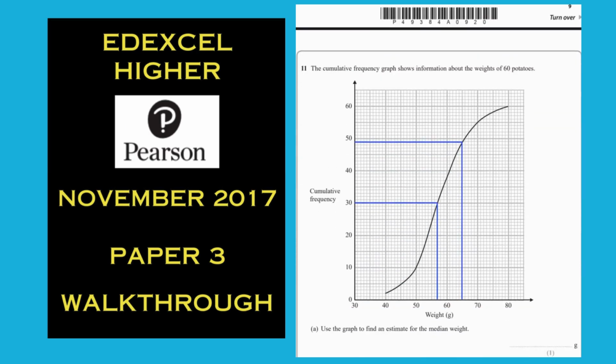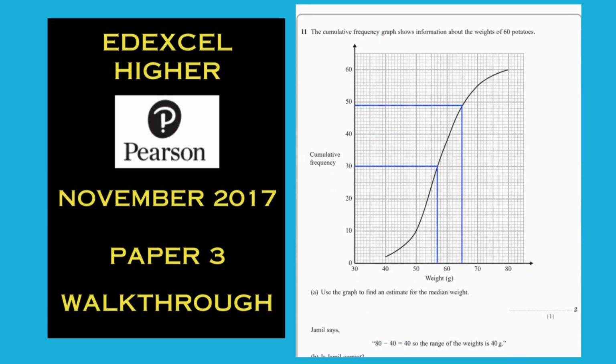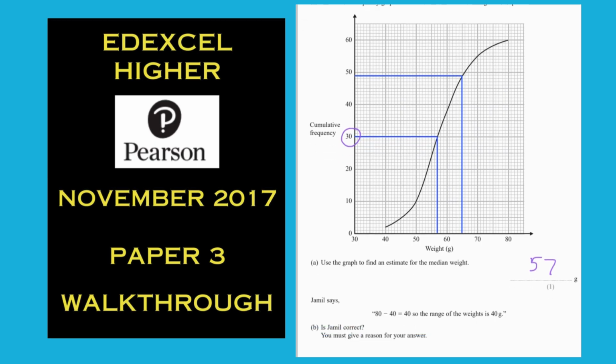On we go. My usual slight cheat for number 11 for drawing lines on, but it is what it is. So A, median means middle. Draw a line from 30, go across and down. I got 57. Mark scheme usually allows 1 square either way.